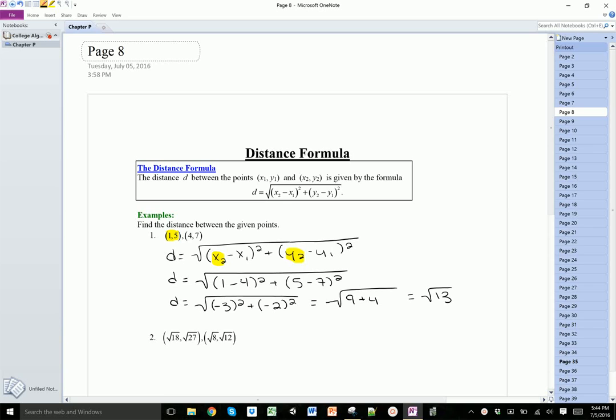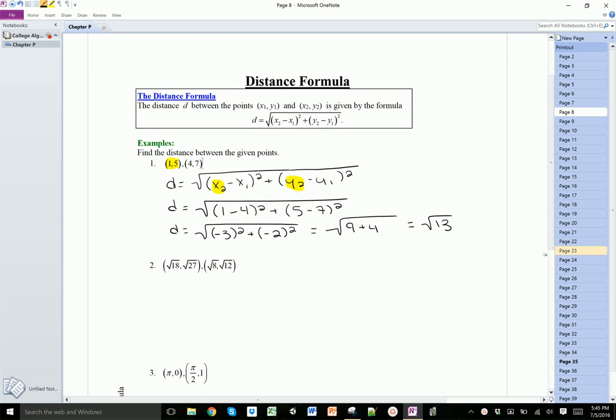Now, it does not matter which order you put these points. In this case, it would have probably been easier if I had used the 4 and the 7 as the values that appeared first, because then I wouldn't have had to worry about these negative values here. But it does not matter. Okay, so now let's do the next one. I'm not going to rewrite the formula, I'm just going to plug it in.